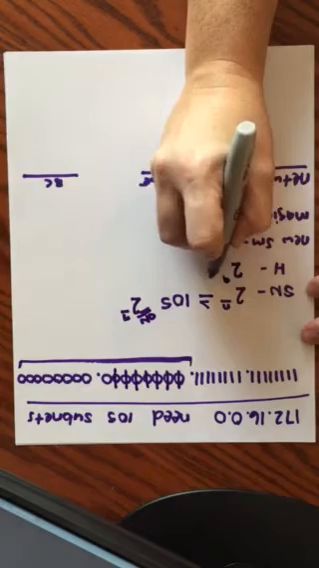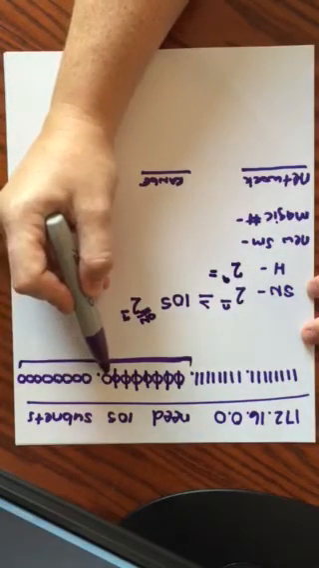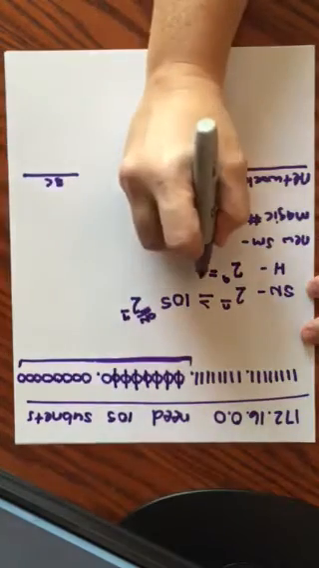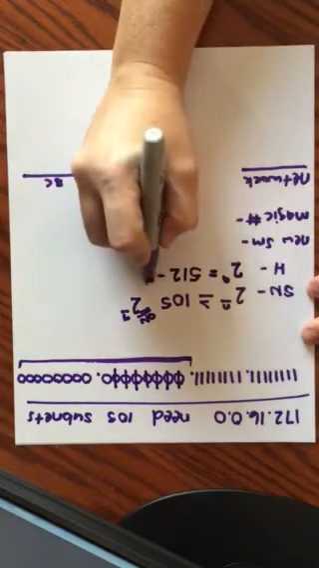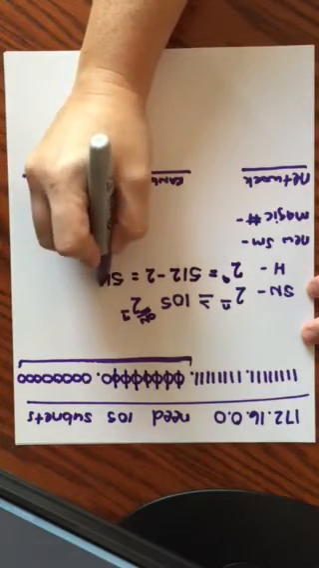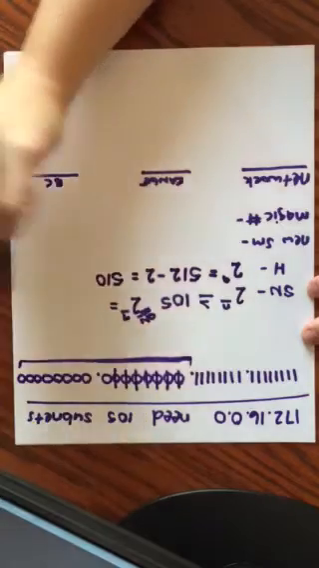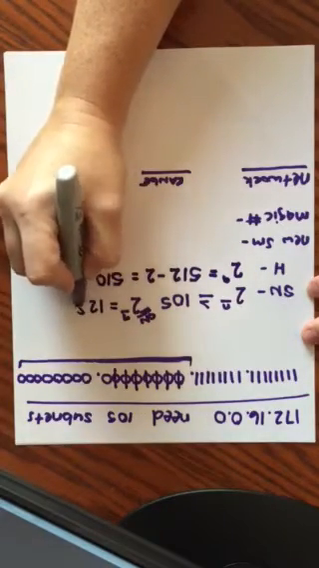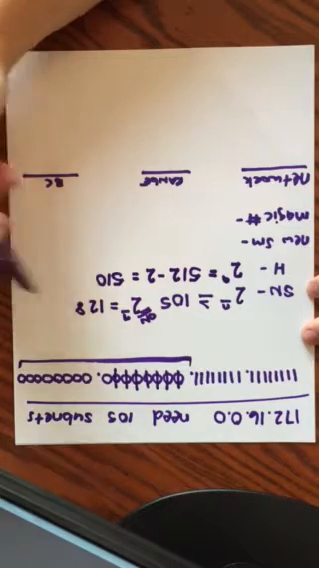2 to the 9 equals, let's see, 2 to the 7 is 128, 2 to the 8 is 256, and 2 to the 9 is 512. So that's going to give me 512 hosts, but I have to subtract my network and broadcast address. So that's only 510 usable hosts per subnetwork. Oops, I forgot to put that out. 2 to the 7 is 128. So I'm going to have 510 usable hosts on each of my subnetworks.